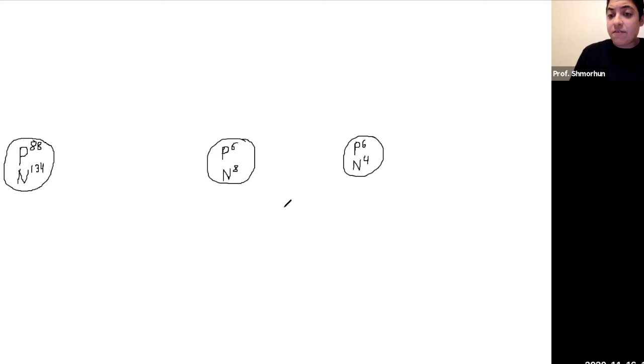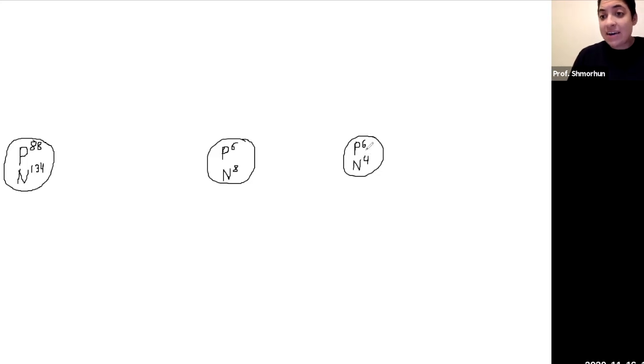The last style of beta decay is beta plus decay. And this is a little bit different than beta minus decay, because in beta minus decay, you're changing a neutron into a proton and you kick out an electron. With beta plus decay, you're changing a proton into a neutron and kicking out a positron. So let's take a look at this last example.